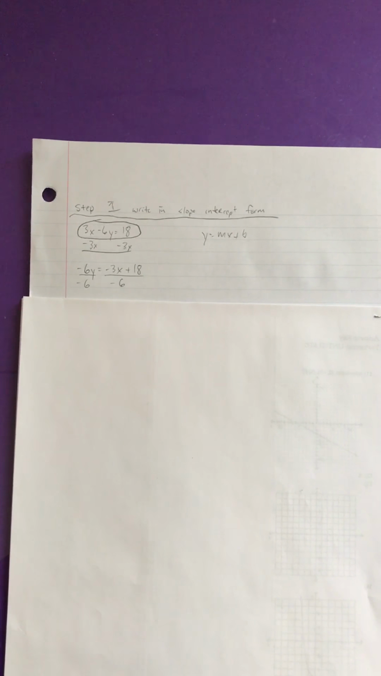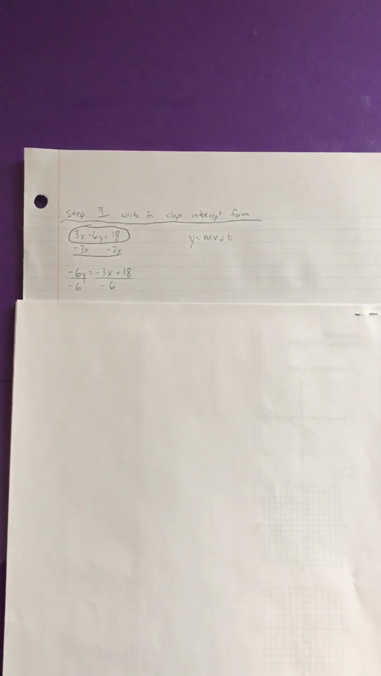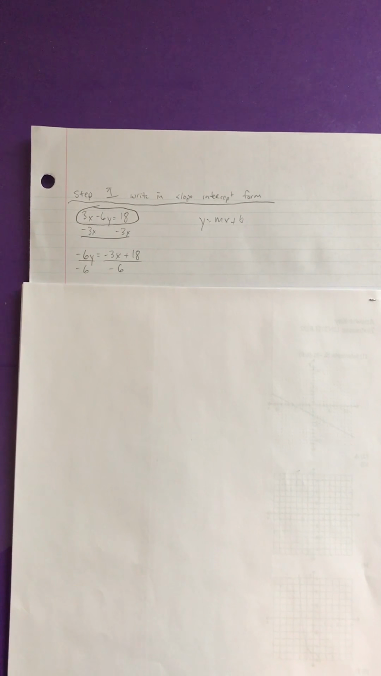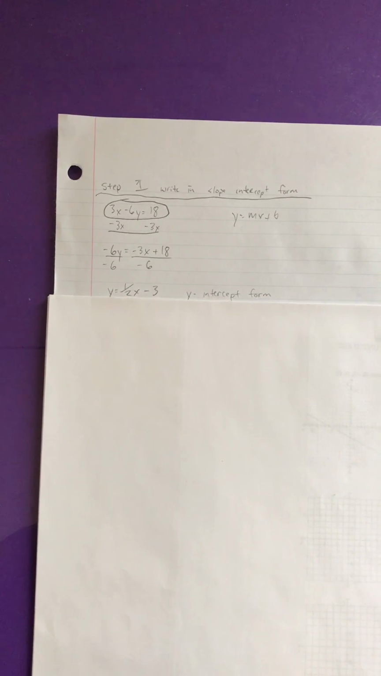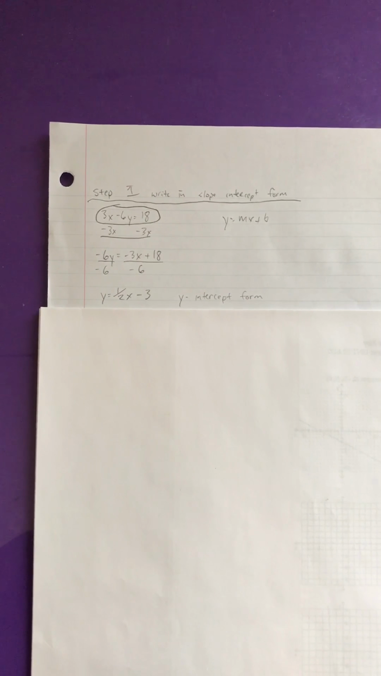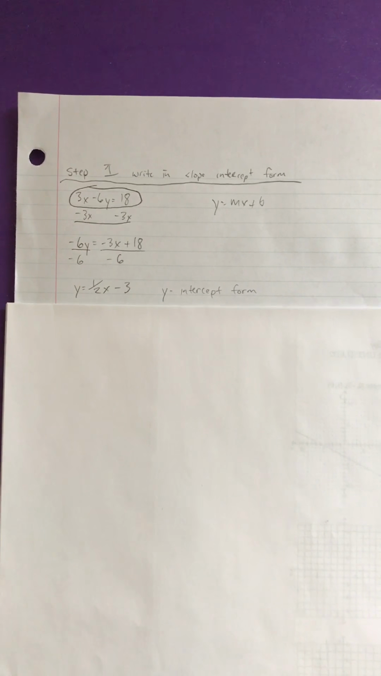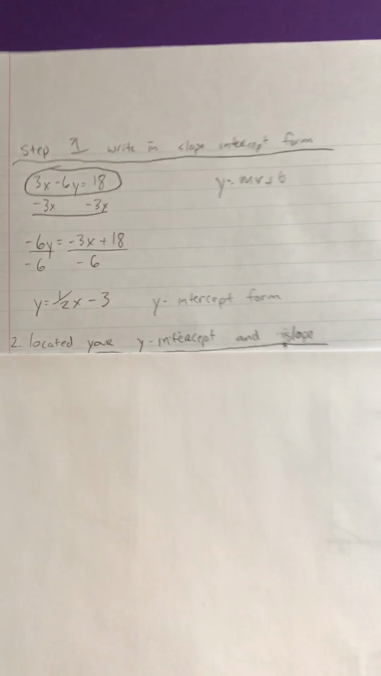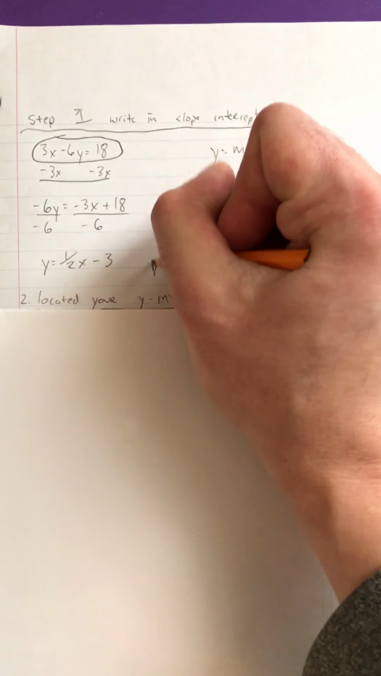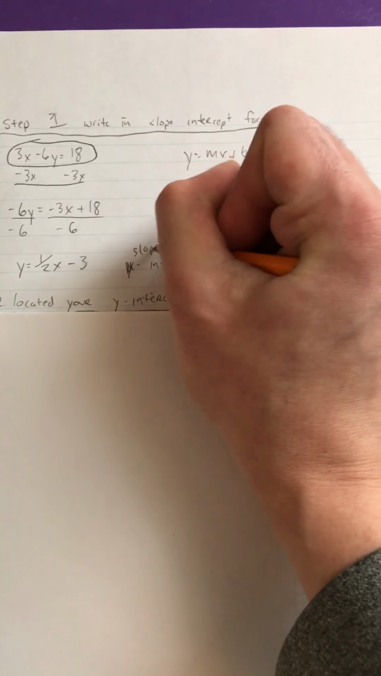So you get the 3x over, and it will be negative 6y equals negative 3x plus 18. And you're going to want to divide by the negative 6 to get the y by itself. And that'll leave you with y equals 1/2 x minus 3. And that is the slope-intercept form that you're looking for. Even though it says y-intercept form here, that is a little wrong. It should say slope.